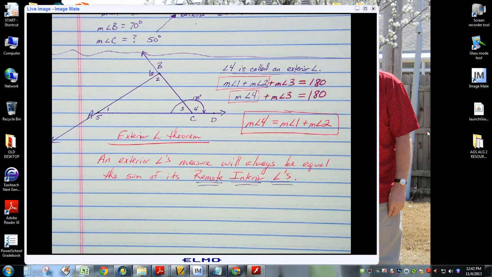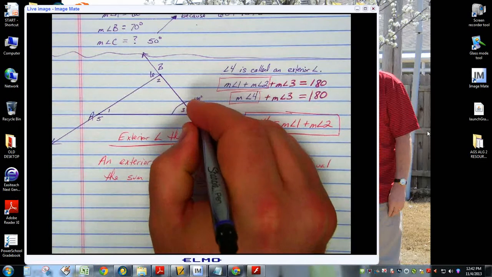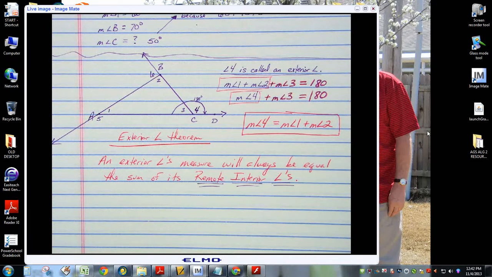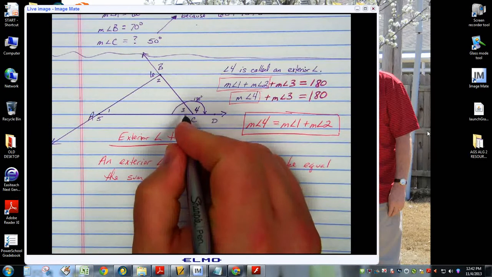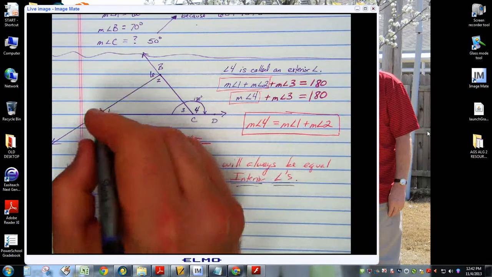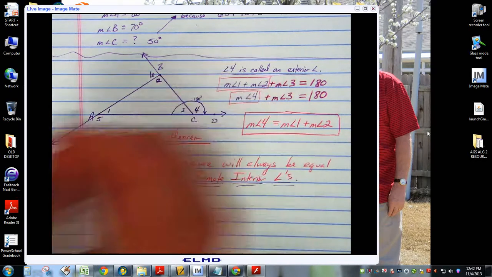But did you guys realize when my parents were growing up, what did they not have for TVs? Remotes. What did they have to do to change the channel? Get up. They had to get up and walk over to the TV, didn't they? Well, since we have the word remote here, I want you to look at angle 4. Would angle 4 have to get up to change the channel for angle 3? No, it wouldn't, because it's right beside it, isn't it? So its remote angles are the ones that need a remote to change the channel without having to get up.